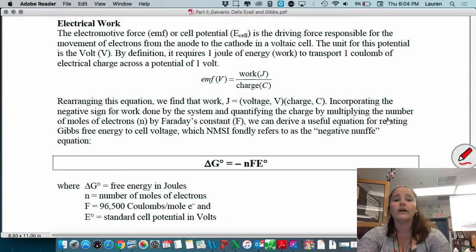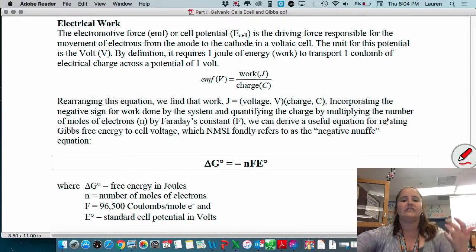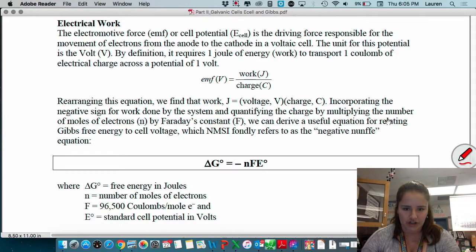So we'll talk about work, which is EMF or the cell potential, aka the voltage. Voltage is the energy per charge. The unit for that is the volt. You might remember that from physics class if you took physics. By definition, it is 1 joule of energy to transfer 1 coulomb of electric charge. We don't typically work in coulombs because coulombs are really, really small. It's not very convenient to work in.